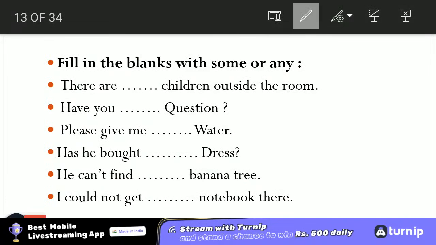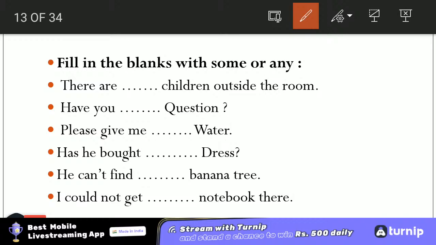Now here is the exercise which is all about you have to fill some and any. आपने अभी तक सिर्फ some और any के रूल्स डिस्कस करे हैं हमने, और अब आपको करेक्टली जस्टिफाई करना है जो हमने अभी तक समझा है. For example, the very first fill in the blank is there are dash children outside the room. So see, you have to fill only between the two, that is some or any.